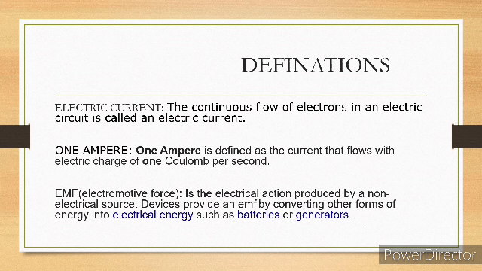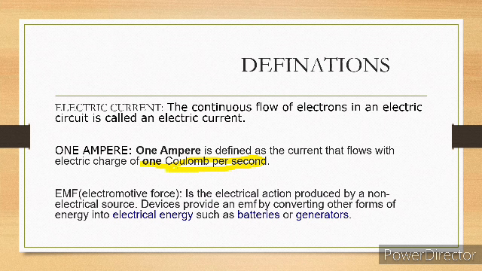1 ampere is defined as the current that flows with an electric charge of 1 coulomb per second. In an electric circuit, when the electric charge is passed, a current flows. The important thing here is 1 coulomb per second. How much charge is flowing, how much current is flowing, is calculated this way. That is nothing but 1 ampere.